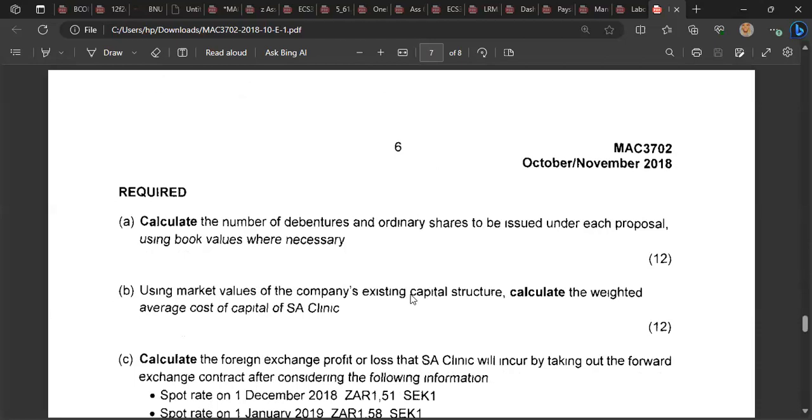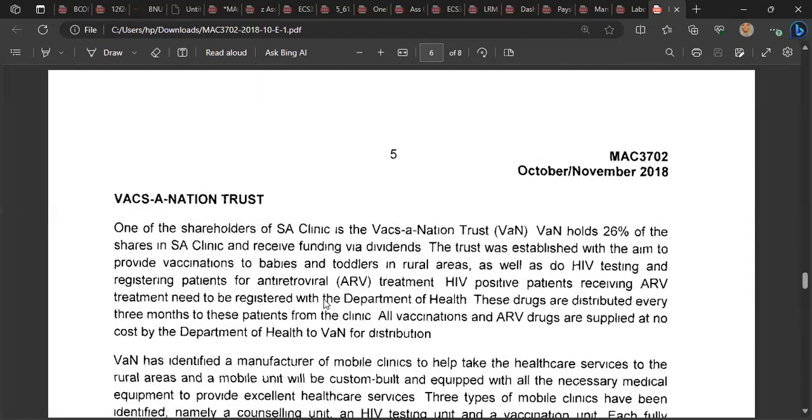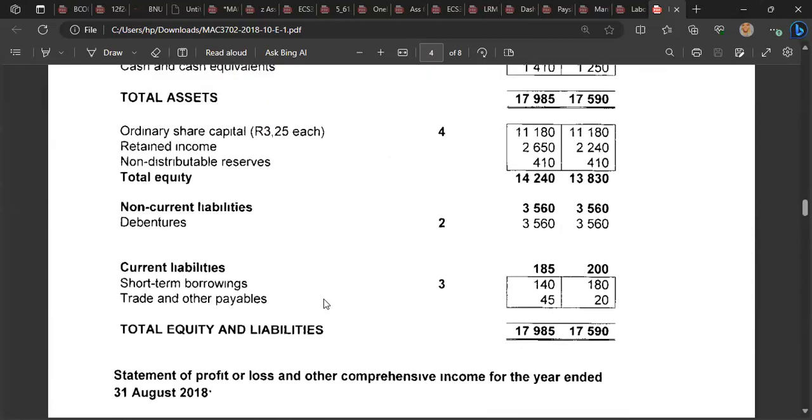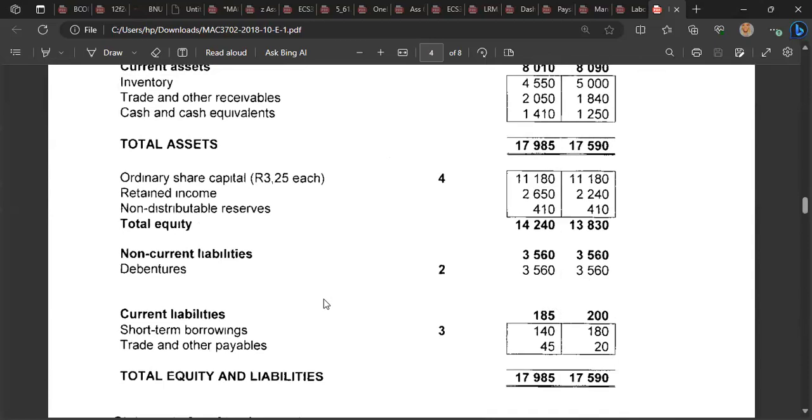Using market values. So we are just going to calculate market values here, right? In terms of the calculation of the weighted, okay, we'll see if we can get to that, but it seems quite short. Maybe we could get to that as well. Using market values of the company's existing capital structure, calculate the weighted average cost of capital of SA Clinic. So let's immediately jump to the statement of financial position and see what we have.